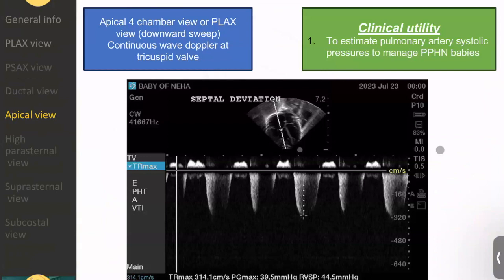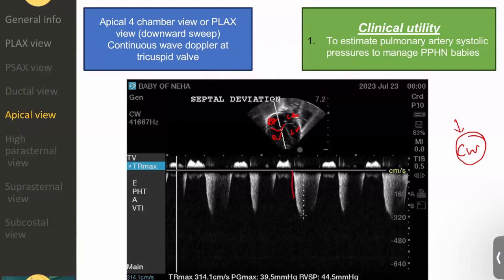Okay, so we want to see how much the pulmonary pressures are. When we have to assess these pulmonary pressures, we have to go for the apical view. In the apical view, you have four chambers: LV, RV, RA, and LA. At the tricuspid valve, you will put the Doppler. Which Doppler is used in this condition? I told you everywhere pulse Doppler, only one place continuous wave Doppler, and that is for pulmonary pressures.